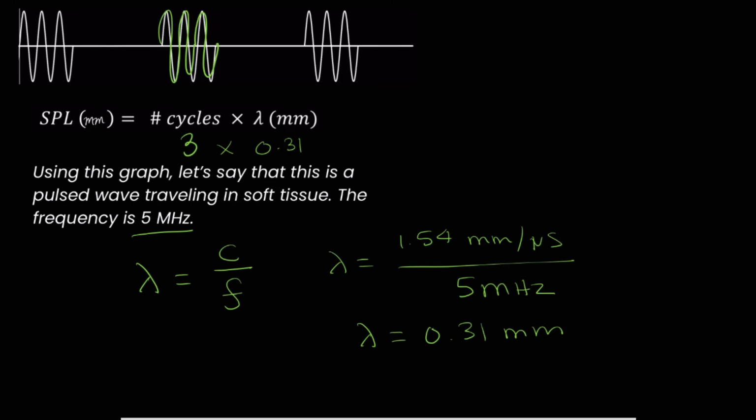We're going to take 0.31, plug it into our SPL formula, and what we end up getting is 3 multiplied by 0.31 equals 0.93 millimeters. So if we could get just a tiny little ruler out and measure our spatial pulse length, it wouldn't even be quite a millimeter given these frequencies and pulse parameters.